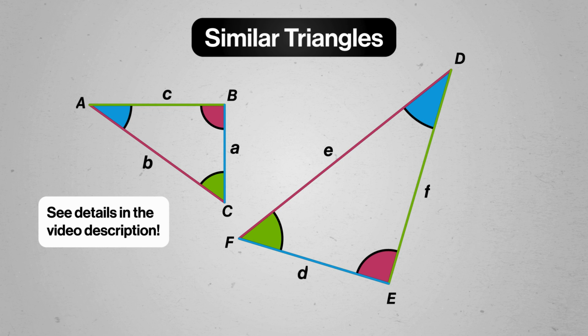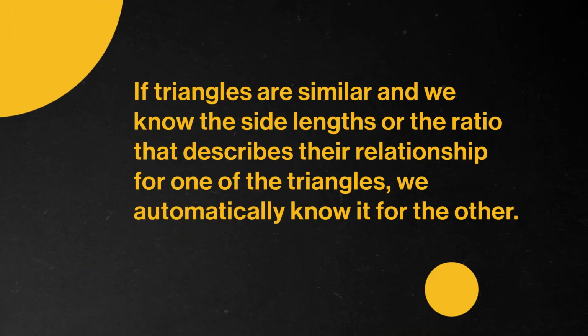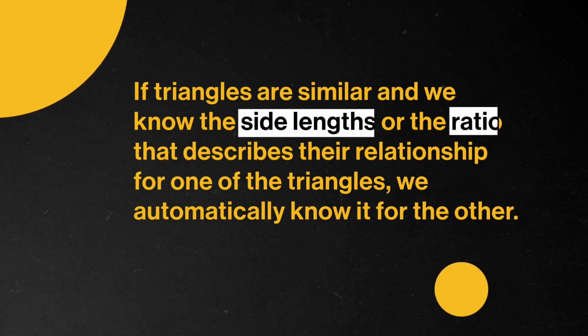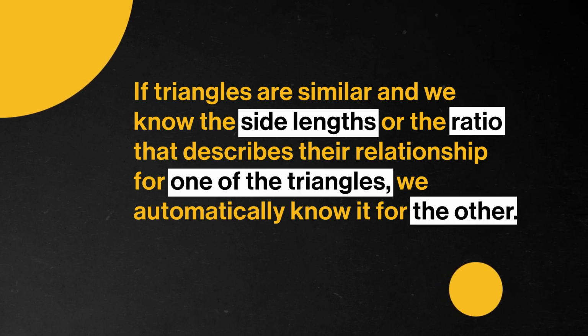So, because our triangles are similar, the ratio between A and B is exactly the same as the ratio between D and E. And we can say the same for any two corresponding sides. These formulas tell us something important, which is that if triangles are similar and we know the side lengths or the ratio that describes their relationship for one of the triangles, we automatically know it for the other.